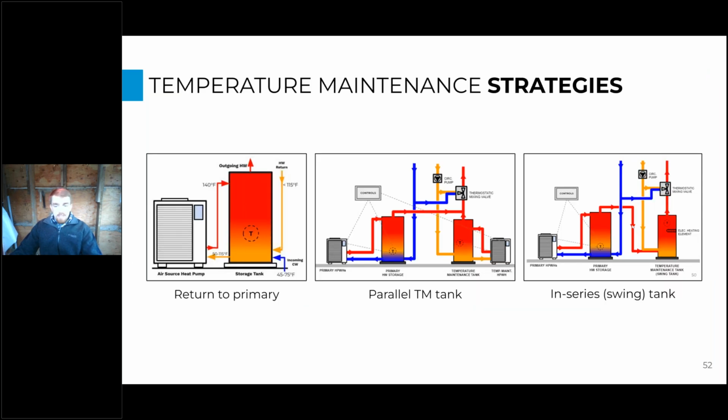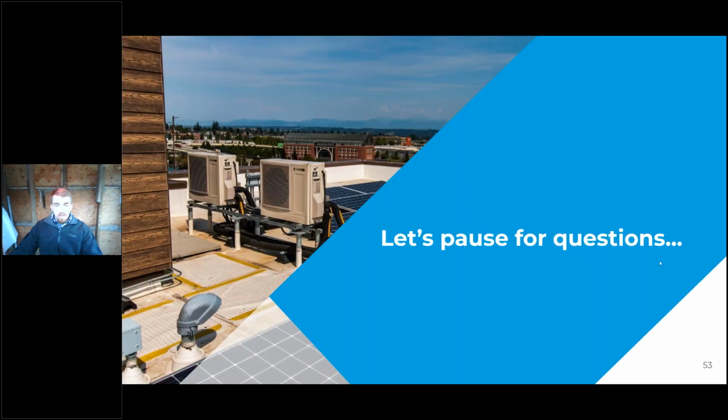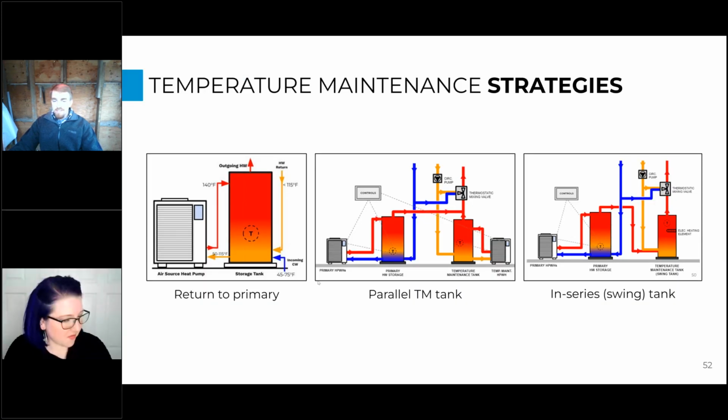So now I'll put these temperature maintenance strategies side by side for a quick high-level overview. We have the return to primary, where the hot water return goes back to the primary heating. Then we have the parallel temperature maintenance tank, where the temperature maintenance, or the circ loop, is handled completely separately from the primary load. And then the swing tank, where the primary load is handled by the primary heating system, but it's sent through the temperature maintenance system, which passively heats this temperature maintenance tank during times of high usage. And with that, I'll pause for questions and probably hang out on this slide because there might be some questions about temperature maintenance strategies.